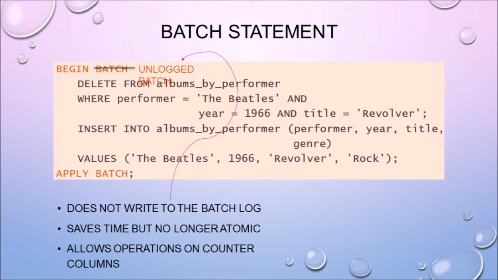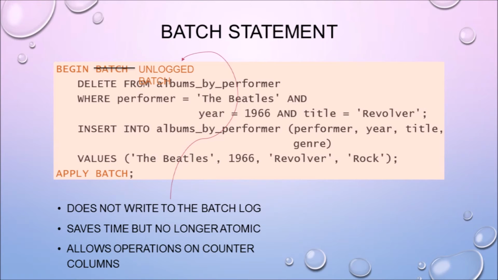How you can actually apply, what then you can do is, that's not right, sorry. Batches are not allowed on counter columns, but if you do this, then you do allow batch operations on counter columns, but then the atomicity that you had previously, you're going to lose when you do this particular operation.